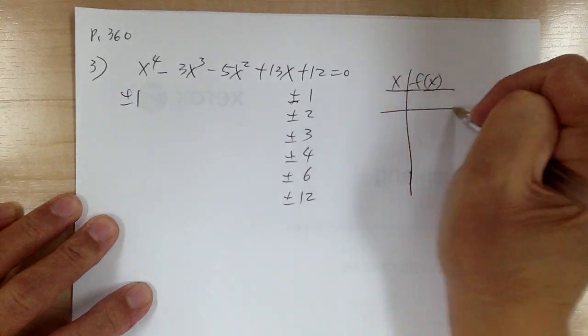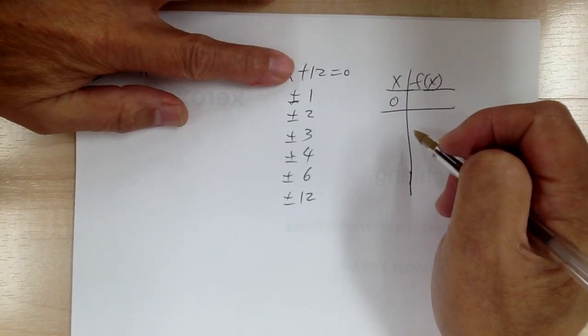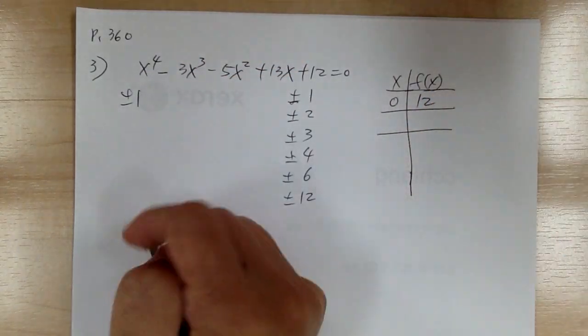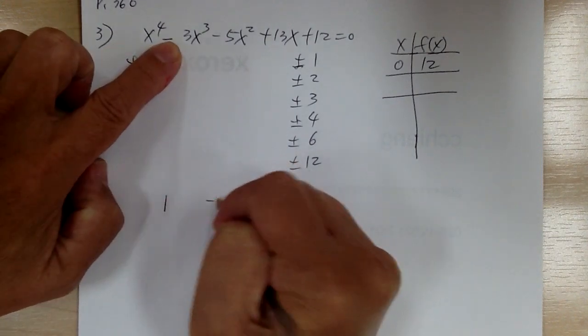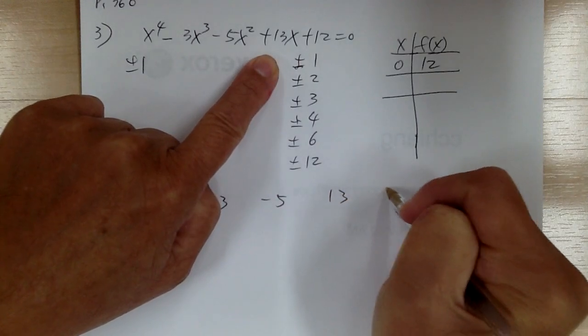So again, the first one you want to try is 0. Okay, so you get a 0. So put all the 0 in here, you're going to get 12. Okay, so that's the first one. Okay, so again, I'm going to get my coefficients here. So it'll be 1, negative 3, negative 5, 13, and 12.